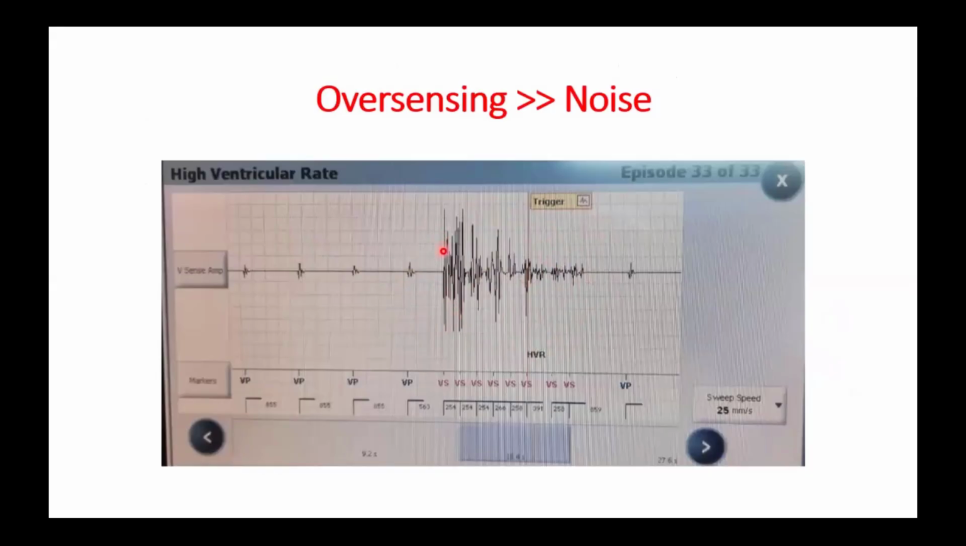Also, we can try programming it to a less sensitive value. Yeah, less sensitive value. So this is another example where the problem is noise, so it is actually a lead problem. Exactly, most likely it's a lead problem.